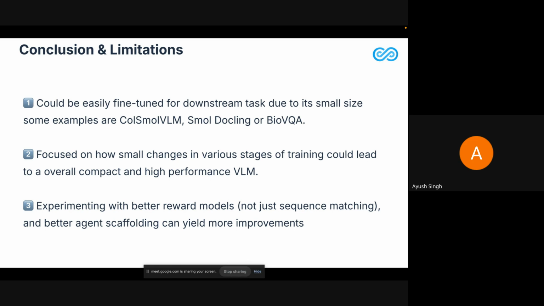Like, give me an OCR of this document, give me an OCR of this image, because they cannot interpret the entirety of the text that you give. So I tried one of them, SmolDocling, and it works pretty well. And next is to focus on how small changes at each stage of the training could impact the performance of VLMs at compact scale.